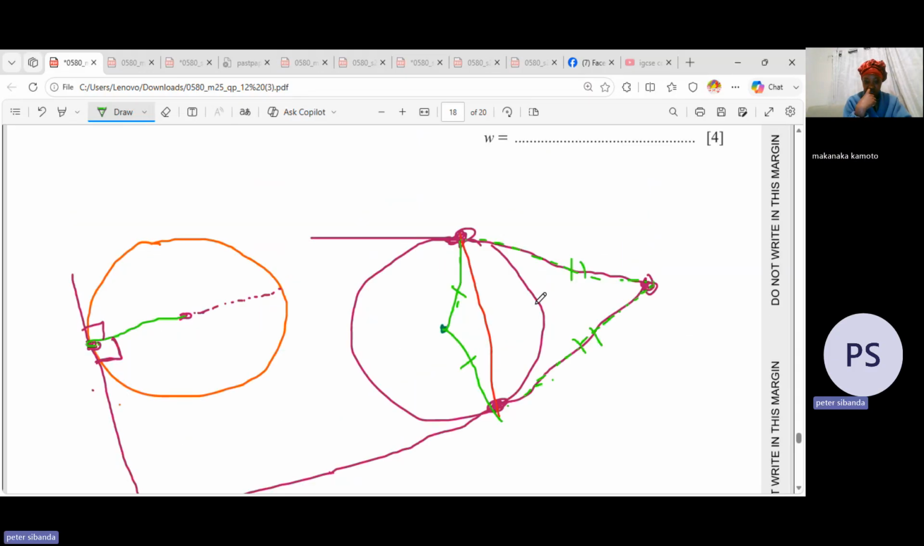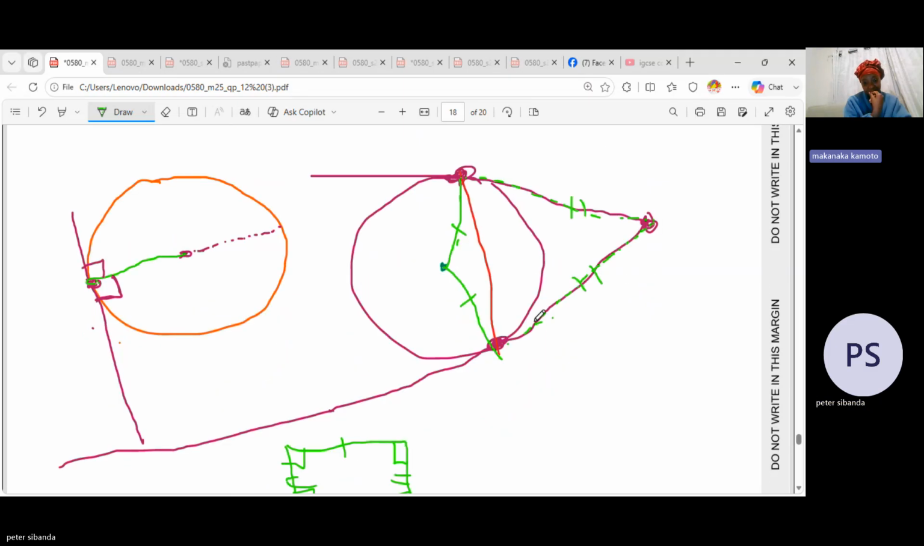Children like to play with these things when it's windy. Kite. Yeah, it is a kite. It is a kite. This is a quadrilateral with a special name, kite.